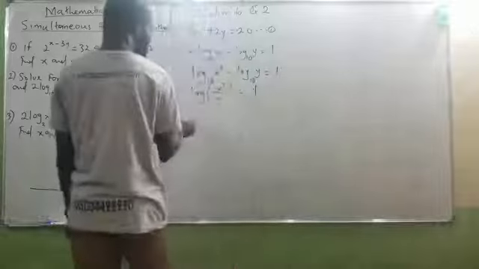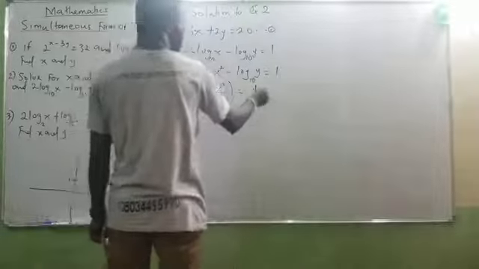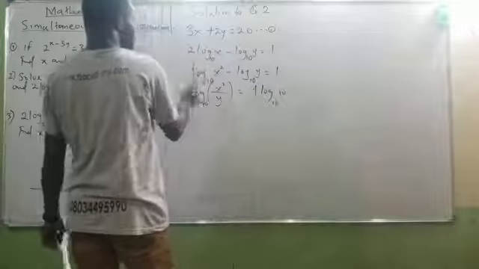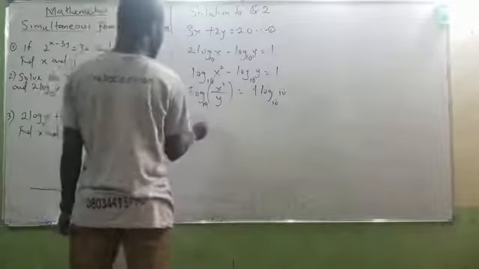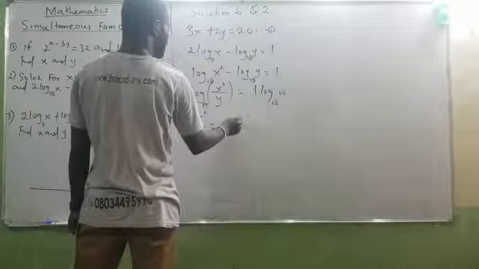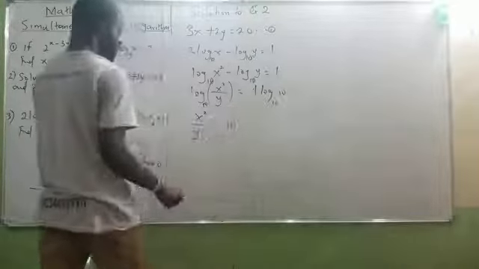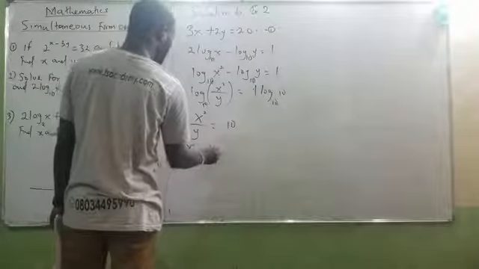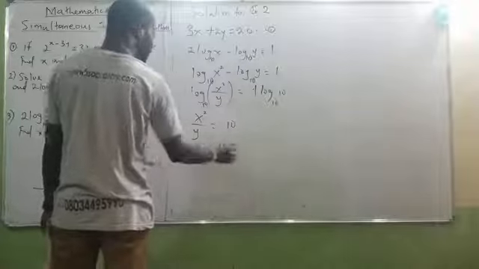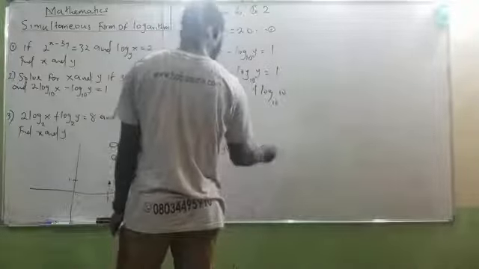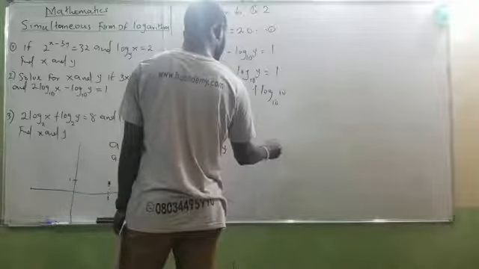Now, I can say that, don't forget, log base 10. This is base 10 because there is nothing attached to it. x squared over y equals 10 raised to the power 1, which is 10. So x squared equals 10y, and therefore my y will be equal to x squared all over 10. Take note of that.